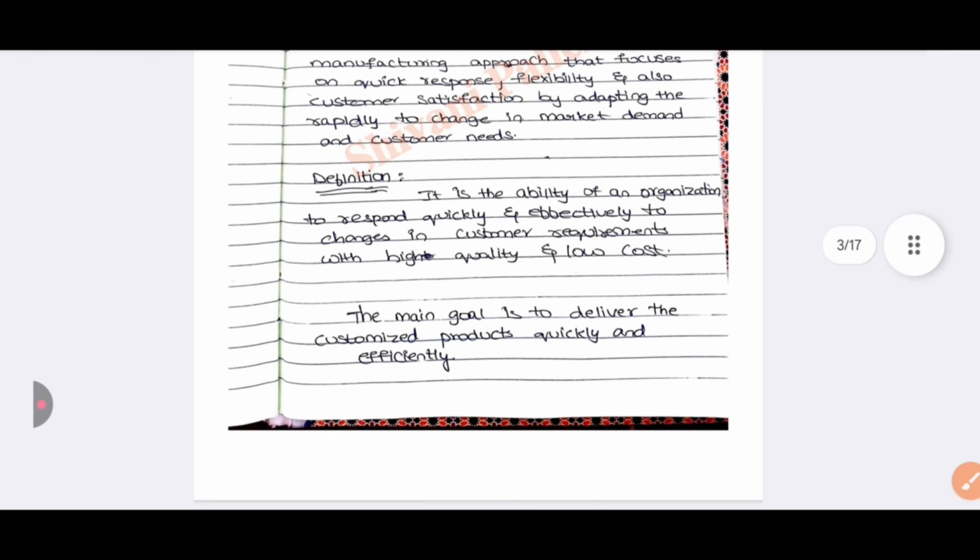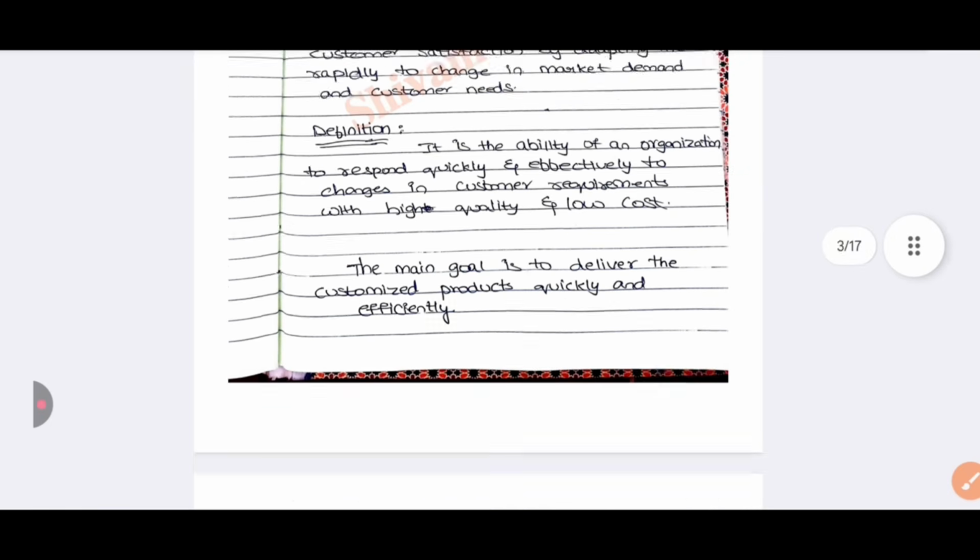So what is the definition? It is the ability of the organization to respond quickly and adapt quickly, to ensure customer satisfaction. Clear? The main goal is to help with customized products, to deliver the products in a quick and efficient way. If we need that, this agile manufacturing will be helpful.